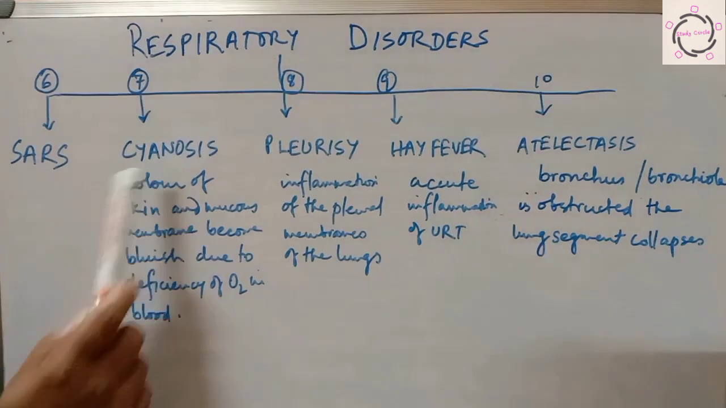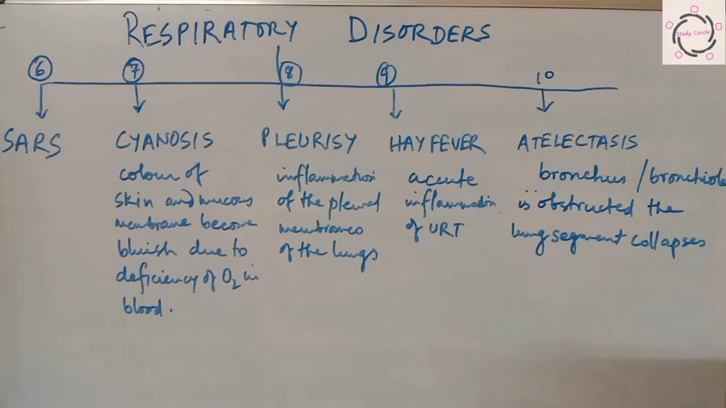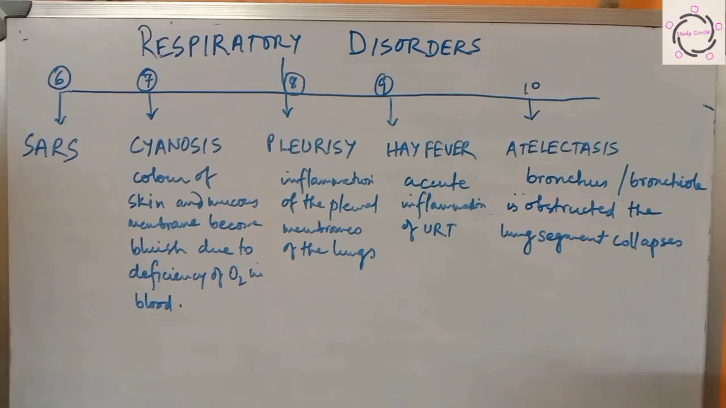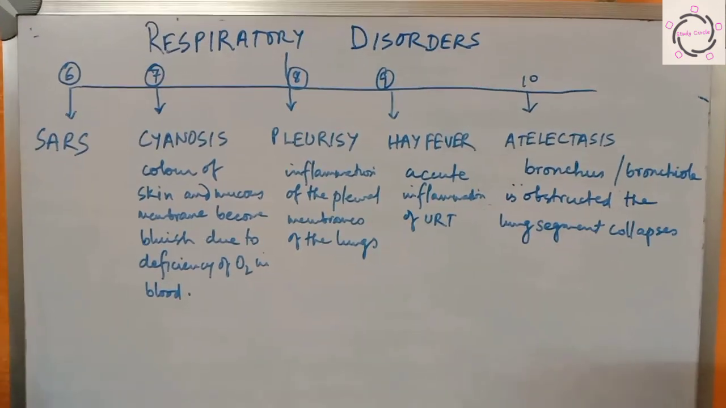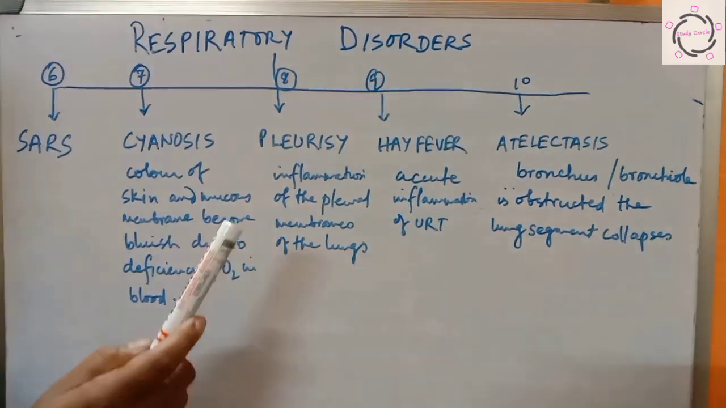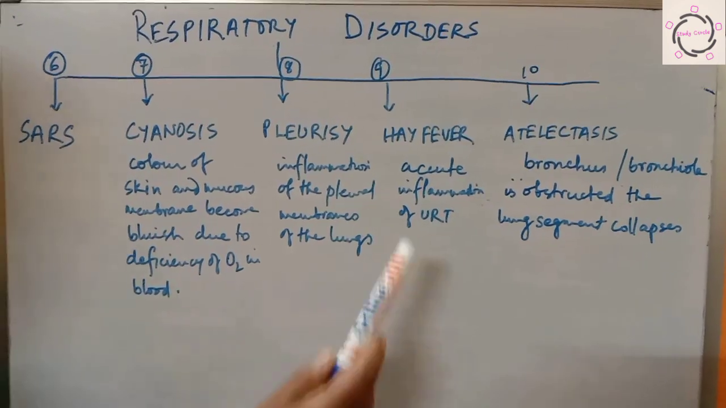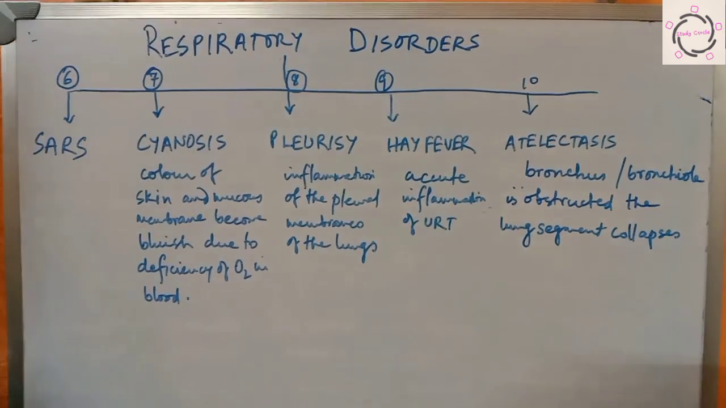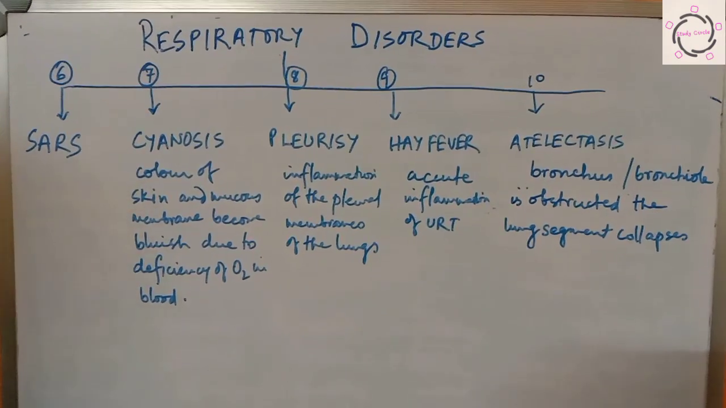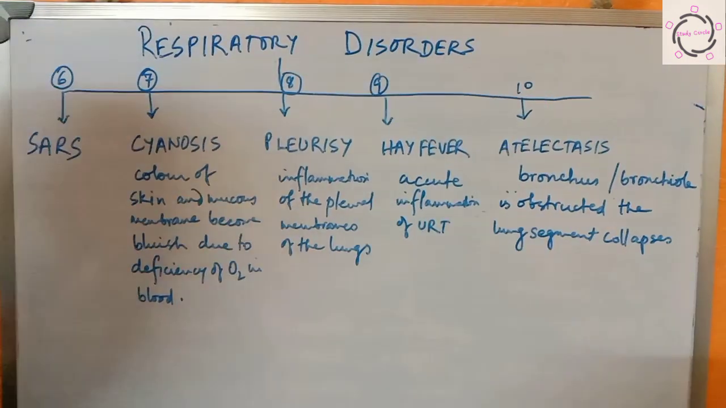Next is cyanosis. Now what is cyanosis? The color of skin and mucous membrane becomes bluish due to deficiency of oxygen in blood. So sometimes a person looks bluish in the color of his skin, and this is called cyanosis. Next is pleurisy, an inflammation of the pleural membranes of the lungs. Number 9 is hay fever, which is an acute inflammation of the upper respiratory tract, URT. And number 10 is atelectasis.